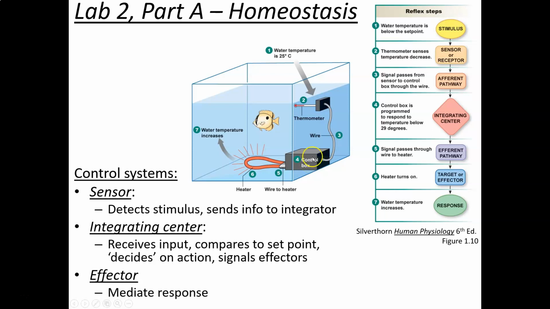Okay, and the integrator is always saying, oh, the temperature's fine, the temperature's fine, the temperature's fine. When we dump the ice water in, right, the thermometer would say the temperature went down, the control box would say it's gone down too much, kick on the heater, and that'll bring temperature back up. So it's got a sensor, it's got an integrating center, that's the control box that takes in the information and decides on action. So if it fluctuates too much from the set point, the control box turns on the heater, and the effector, that's the heater that mediates the response.